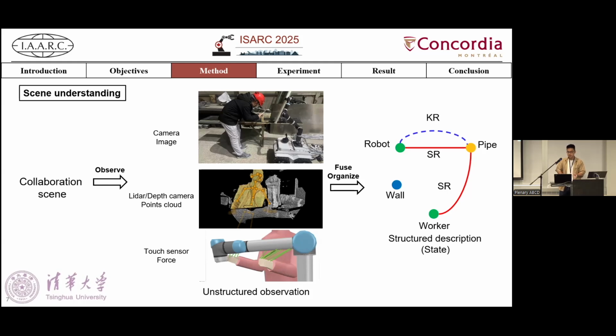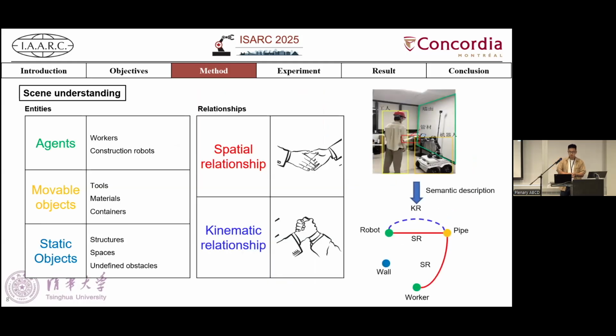To do this, we first introduce a semantic-based collaboration state description method. First, we identified three kinds of entities commonly found on the construction site. They are agents, movable objects, and static objects. The agents are capable of moving and can interact with each other. And in most cases, they include workers and construction robots.